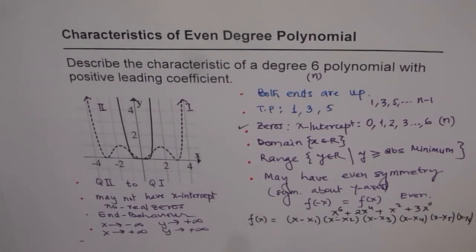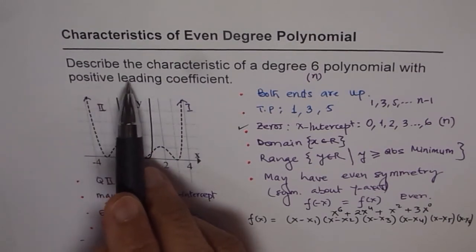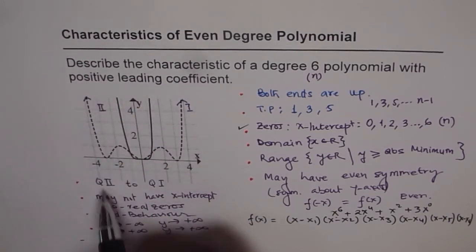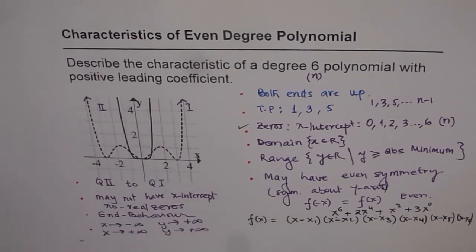So these are, in short, the characteristics of an even degree polynomial. When you look at a function, and if you see both sides facing up or down, then you know it is an even degree polynomial. If they are facing up, then positive leading coefficient. If they are facing down, then negative leading coefficient. So these are the characteristics from which we can recognize an even degree polynomial.